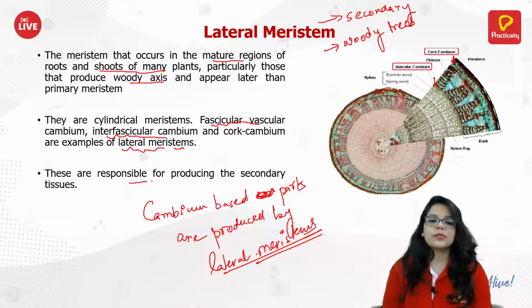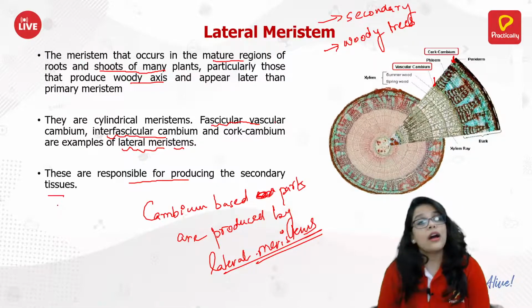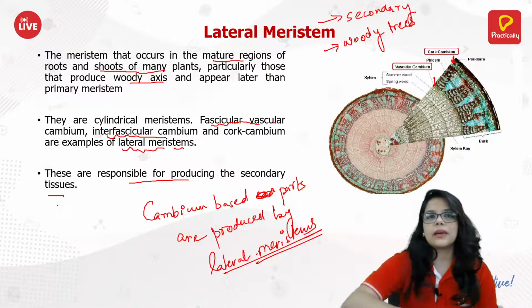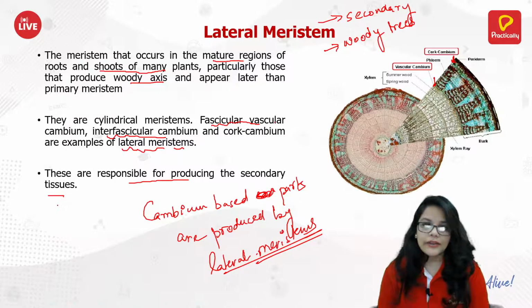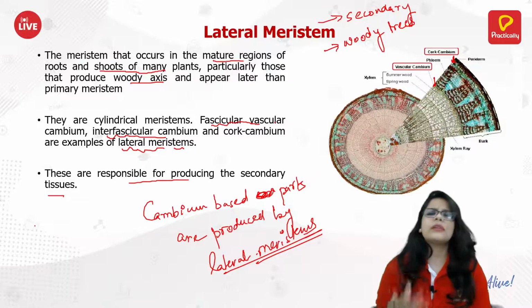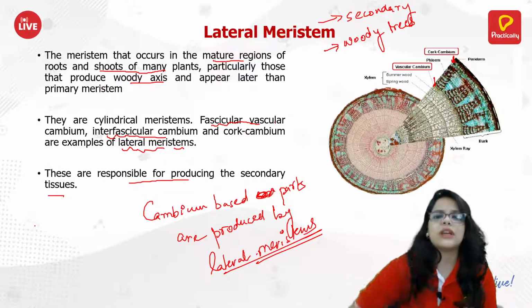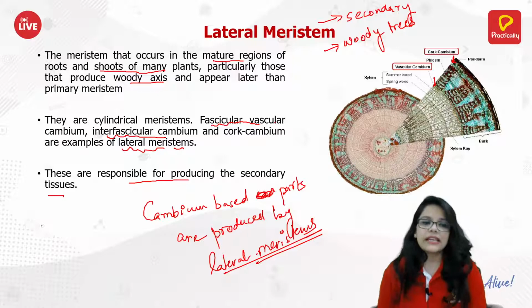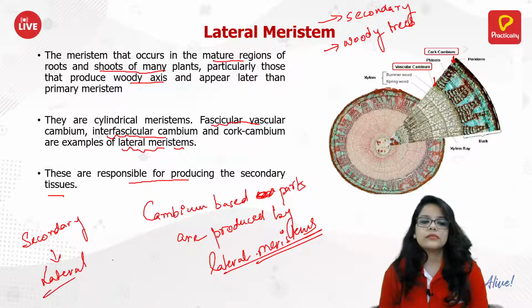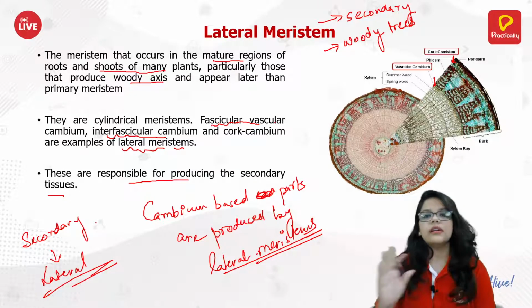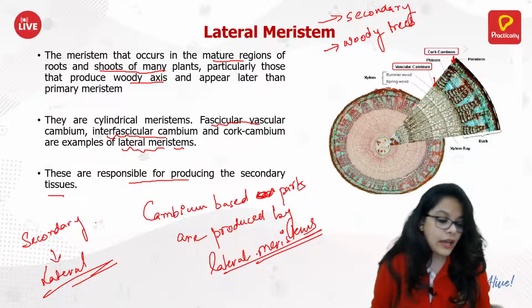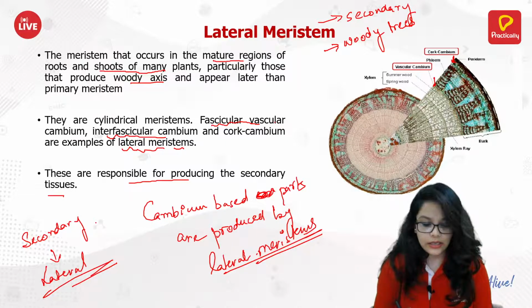And they are responsible for producing the secondary tissues. They are secondary tissues. Primary was apical and intercalary. Lateral is always secondary. The name itself means secondary. Lateral means what? Coming after, later. So secondary will always be lateral. So these are the lateral meristems. Again, if you have any doubts, any questions, please let me know and I'll try to help you out.